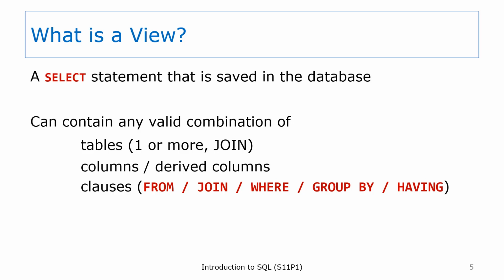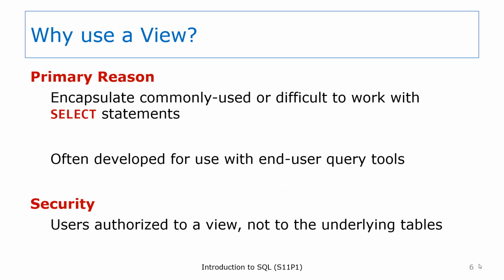A view can contain almost all of the clauses that are used with select statements, including from, join, where, group by, and having. Notice that the order by clause is not in this list of clauses. Because a view does not contain data, it does not make sense to specify an order by clause. Instead, you can specify an order by clause in the select statement where you use the view, as you saw on the previous slide. Why would you use a view?